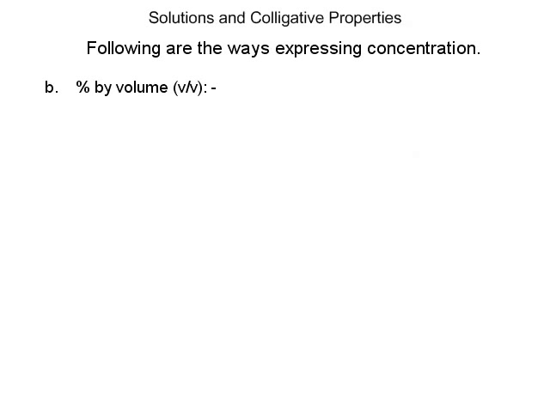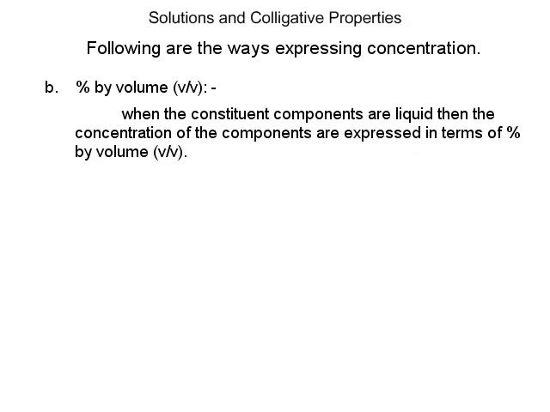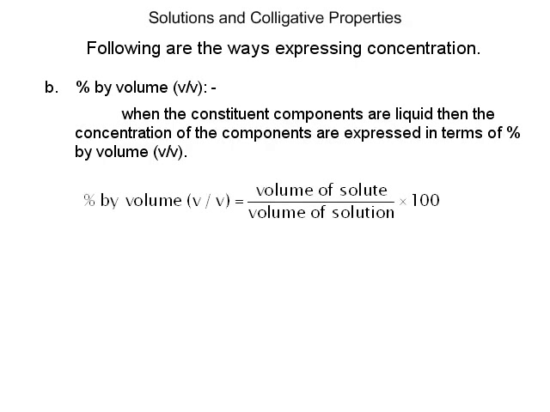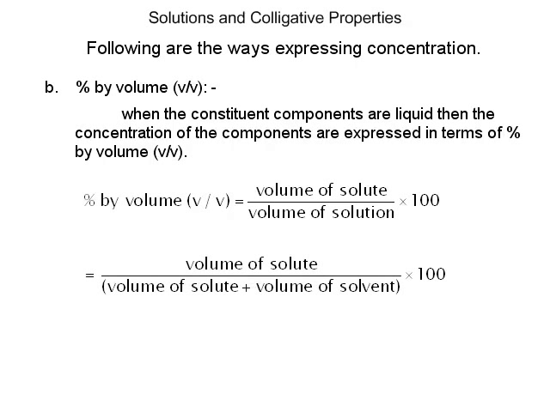Percentage by volume. When the constituent components are liquid, then the concentration of the components is expressed in terms of percentage by volume, V by V. Percentage by volume is equal to volume of solute upon volume of solution into 100, which is equal to volume of solute upon (volume of solute plus volume of solvent) into 100.